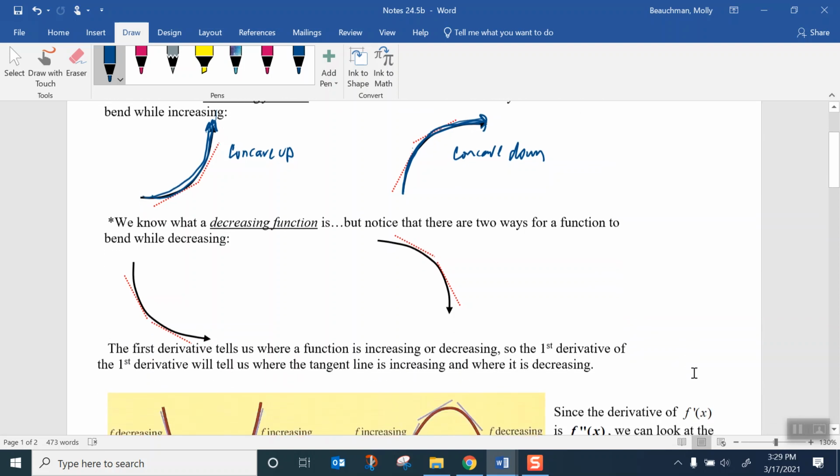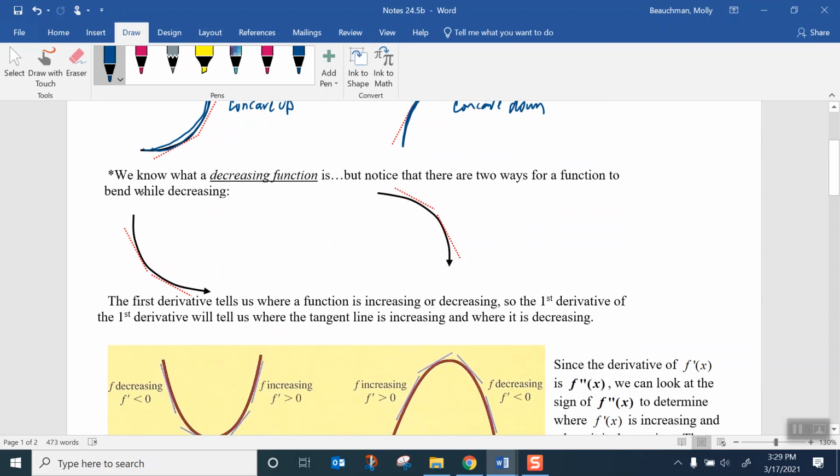So we can look at it the same way with decreasing functions. There are two ways for a function to bend while decreasing. The function can bend this direction, where this would be concave up, and this would be concave down. It's what's happening to the slopes as your function is decreasing. Your slopes are always negative. In this case, your slopes are getting steeper, so they're increasing. In this case, your slopes are getting flatter, but they're negative, so that would be concave up. This one, your slopes are negative and they're getting larger, so that's concave down.